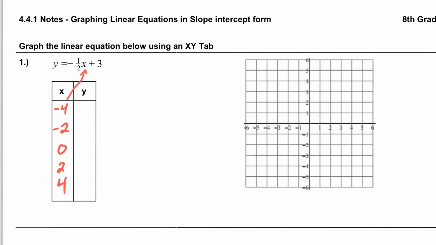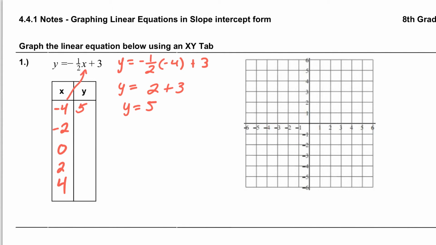Okay, from there, we take our inputs one at a time and we're going to plug them in for x. So if we plug -4 in for x, it's -1/2 times -4 plus 3. Well, 1/2 of 4 is 2, and a negative times a negative makes it a positive. So -1/2 times -4 is positive 2 plus 3. And 2 plus 3 is 5. So when we plug in the input -4, we get the output 5.